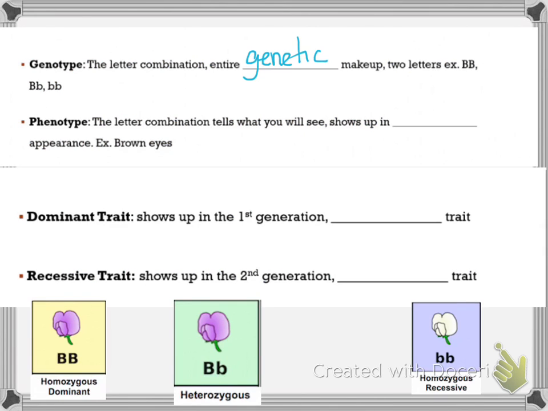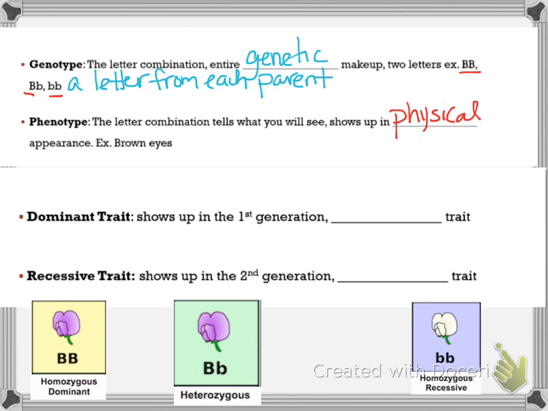Genotype is the letter combination or the entire genetic makeup. It's 2 letters, always 2 letters. You get a letter from your mom and a letter from your dad, and the letter combination, like capital B, capital B, capital B, lowercase b, or lowercase b, lowercase b, are significant, and it tells you something, but we'll talk about that in a minute. But you get a letter from each parent, and this tells you what the gene is, and how it's going to appear.